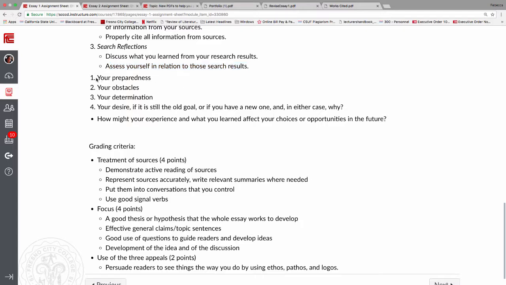And you can think of it in terms of, after doing this research, how strong is your preparedness for doing the work that you see ahead? What are your obstacles that you see ahead? How big a factor is your determination? How determined are you to complete this goal?